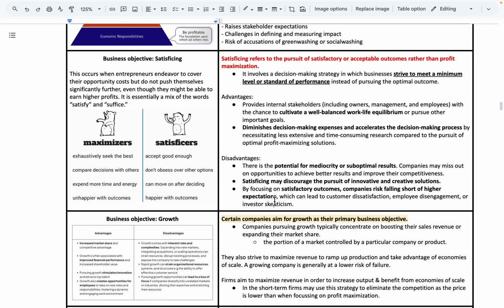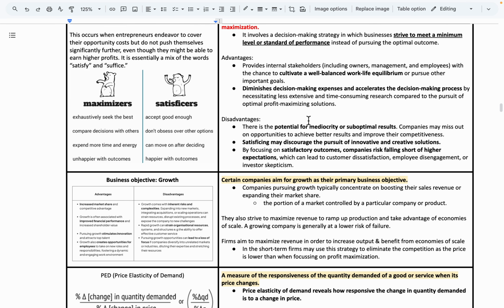Okay, now the third one I have here is satisficing. This occurs when entrepreneurs endeavor to cover their opportunity costs but do not push themselves significantly further, even though they might be able to earn higher profits. It is essentially a mix of words like satisfy and suffice. So they want satisfactory or acceptable outcomes rather than profit maximization. They just strive to meet the minimum requirements or minimum level of standard performance.